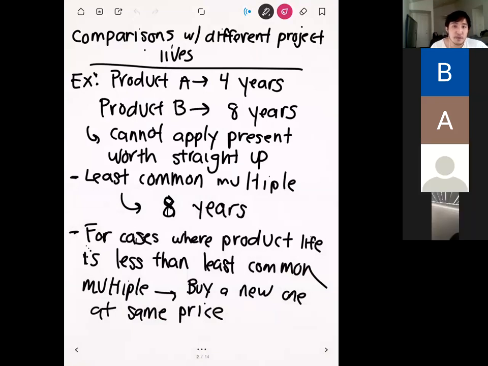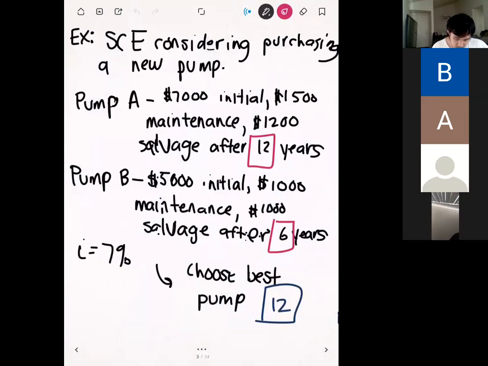Professor? Yep, what's up? I was wondering if you could explain the early salvage value from the example. Sure.